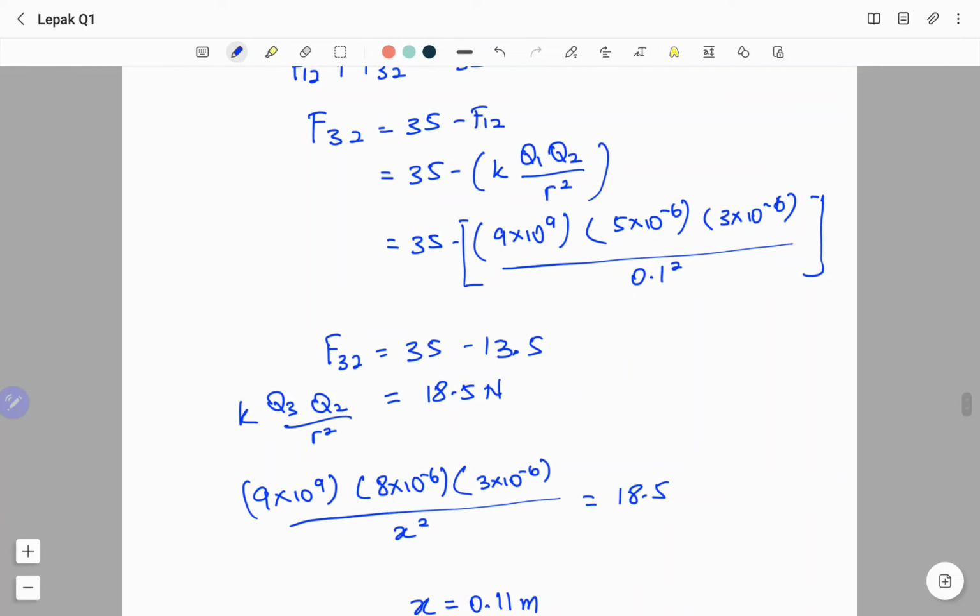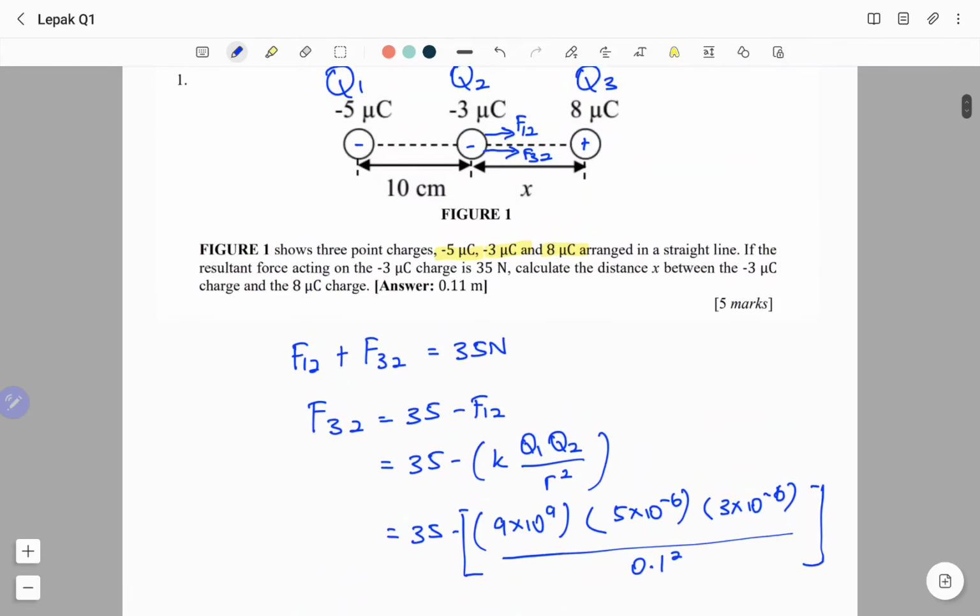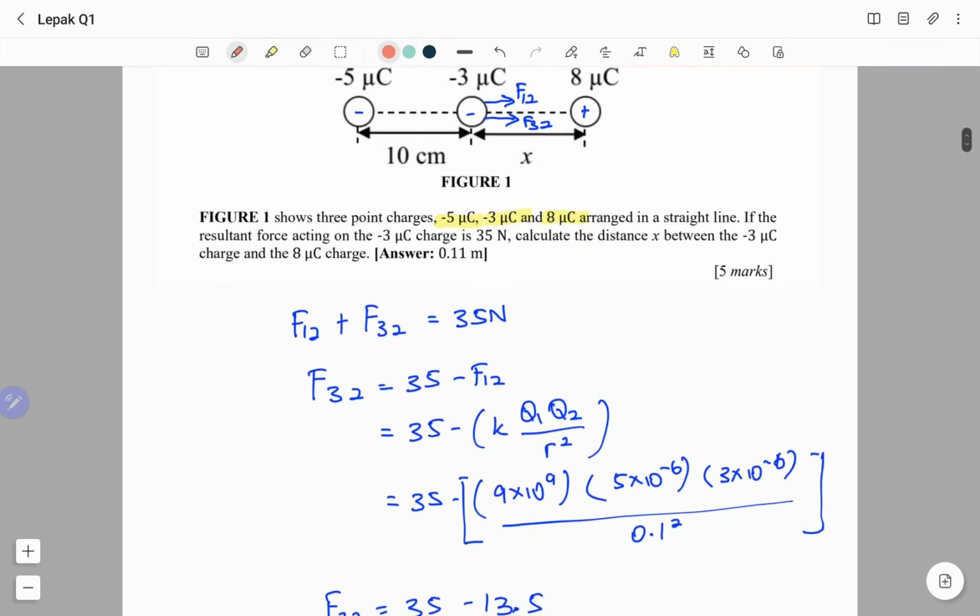Alright, so done. Now let us look into the marks. In order to solve, first you need to have the free body diagram, or FBD, labeled. Let's say Q2. On Q2 you label F12 and also F32. If you have this label, 1 mark over here. And then the resultant over here, this one is a concept, 1 mark.